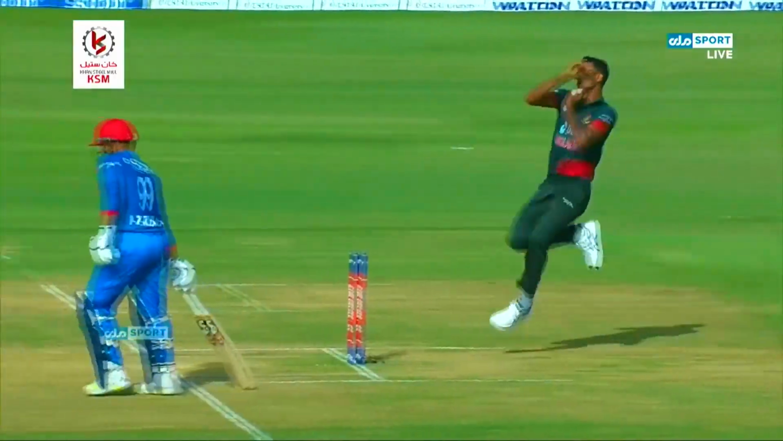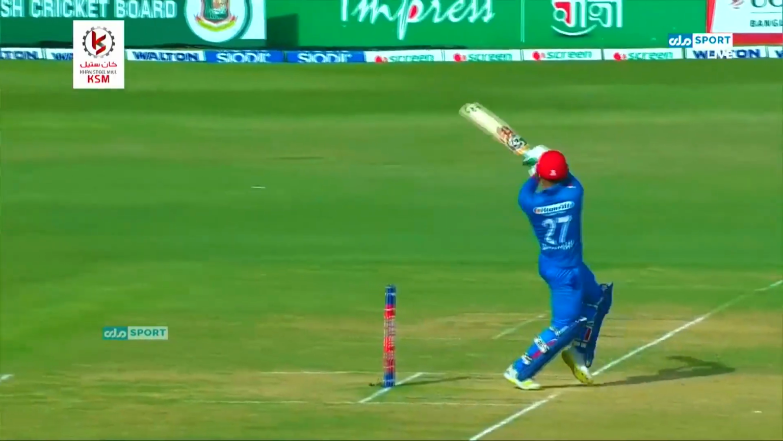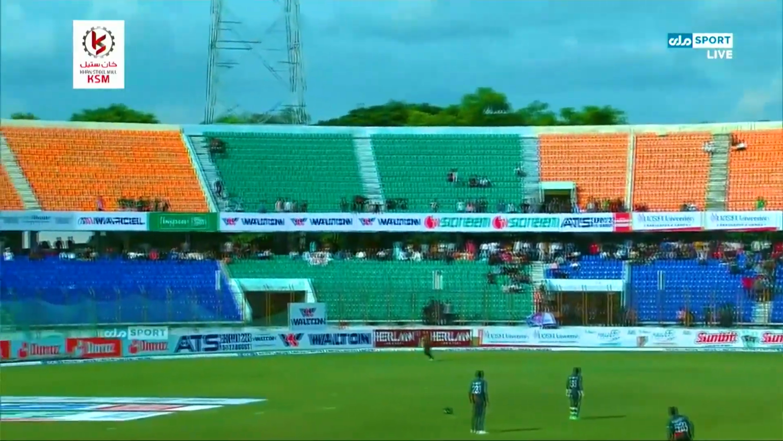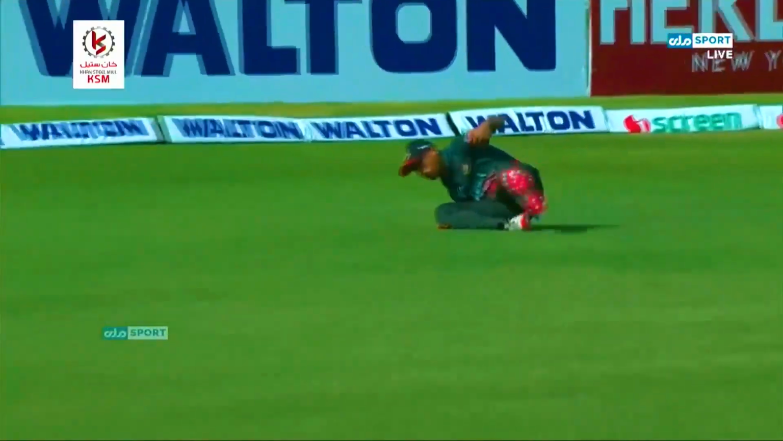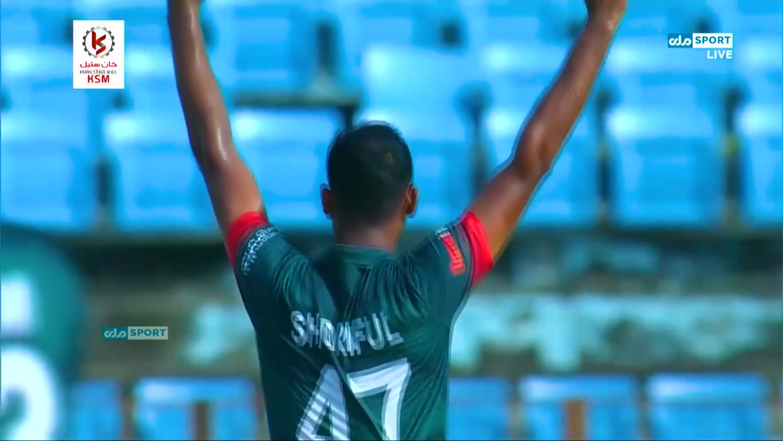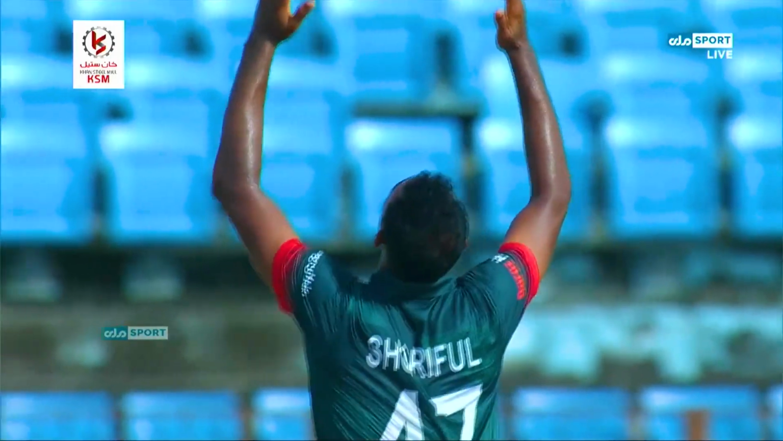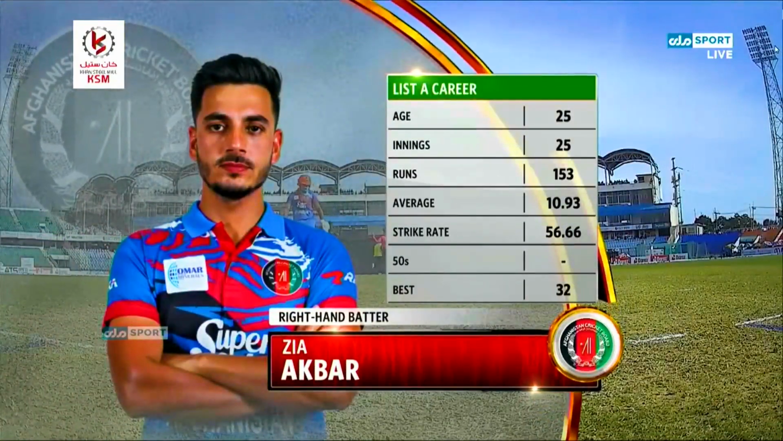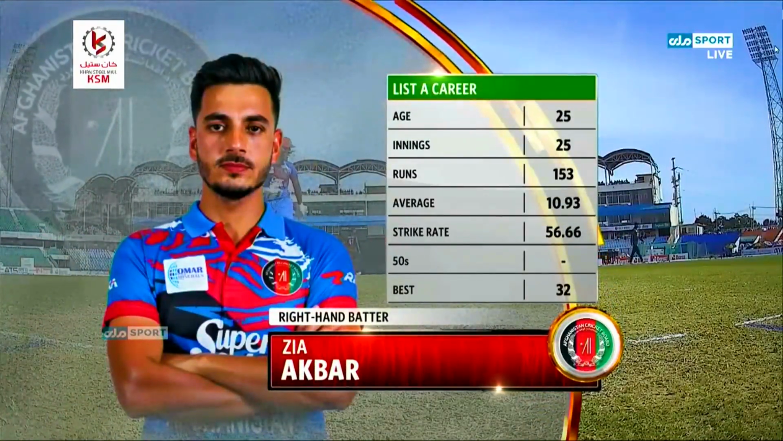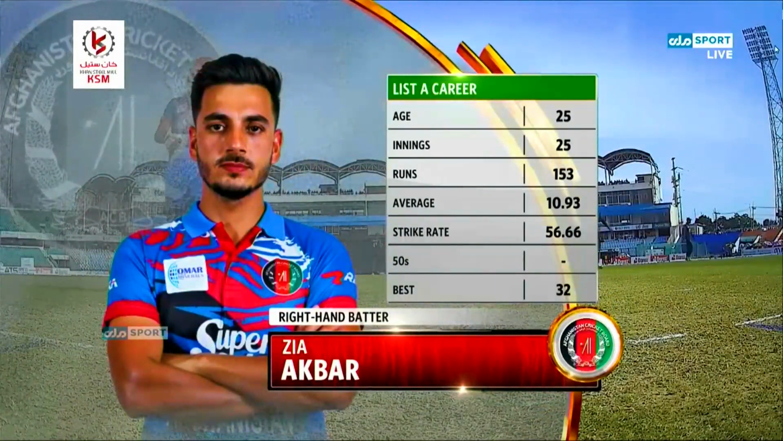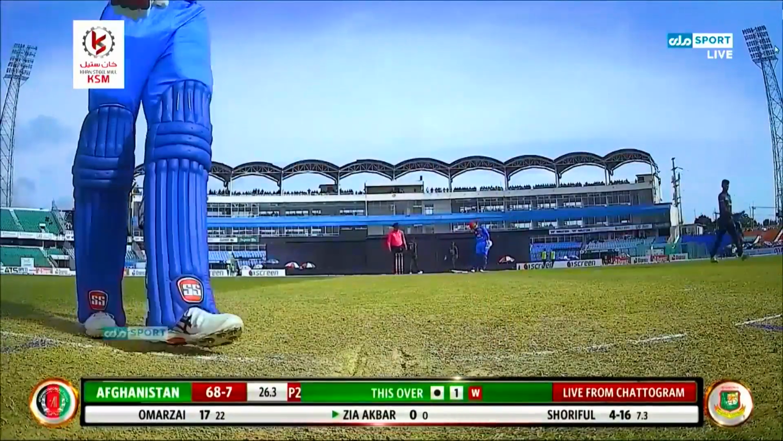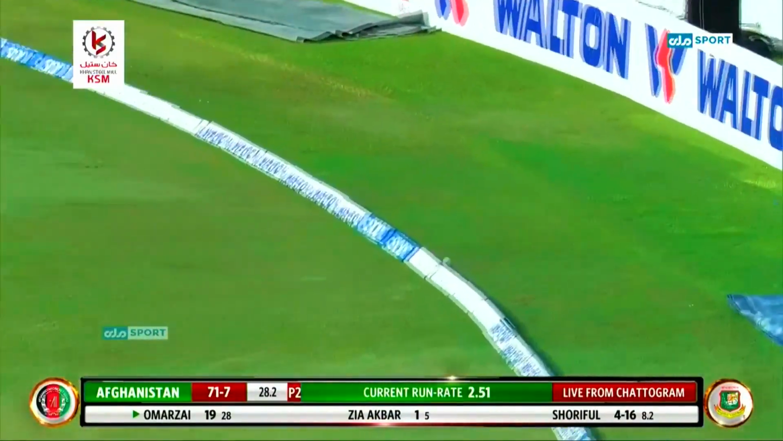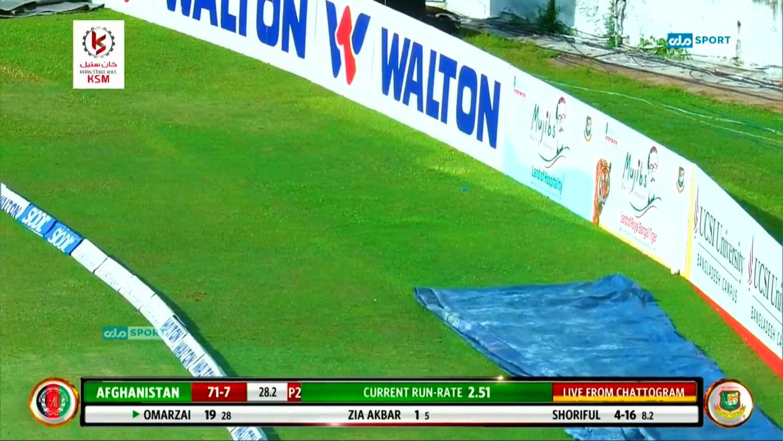I was talking about the same thing, that he has a tendency of trying to go and hit fancy shots, and when he does off the short ball, tries to hit it high for a maximum, ends up only sending it to Taijul Islam, who completes a good catch. He's 25 years old, has done his best in his List A career, but hasn't really got the numbers.